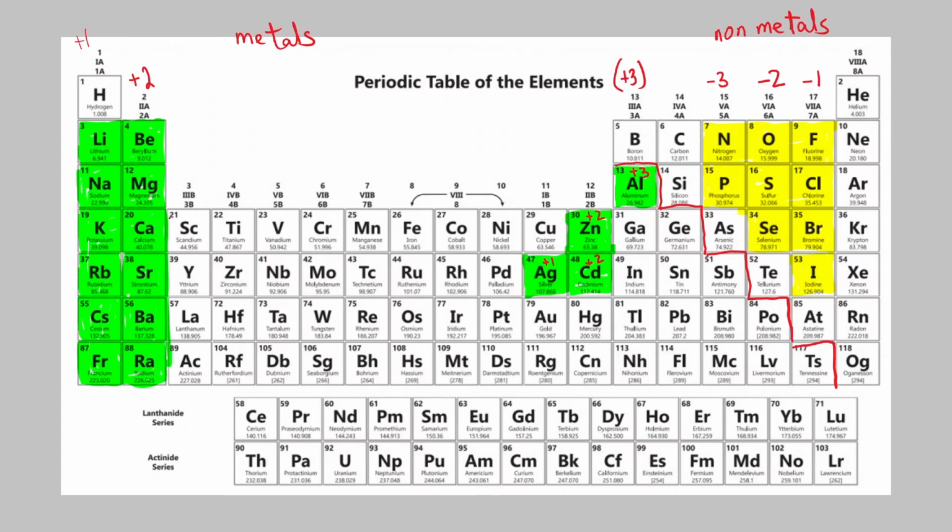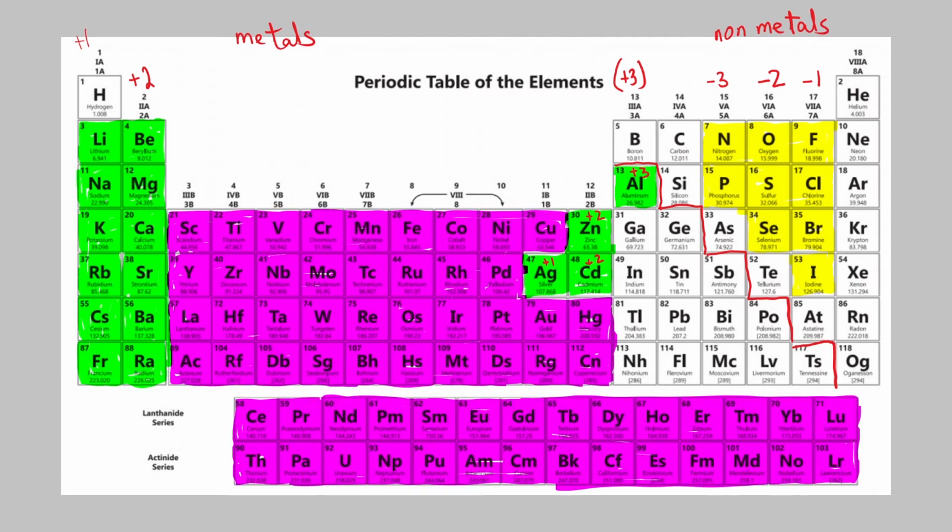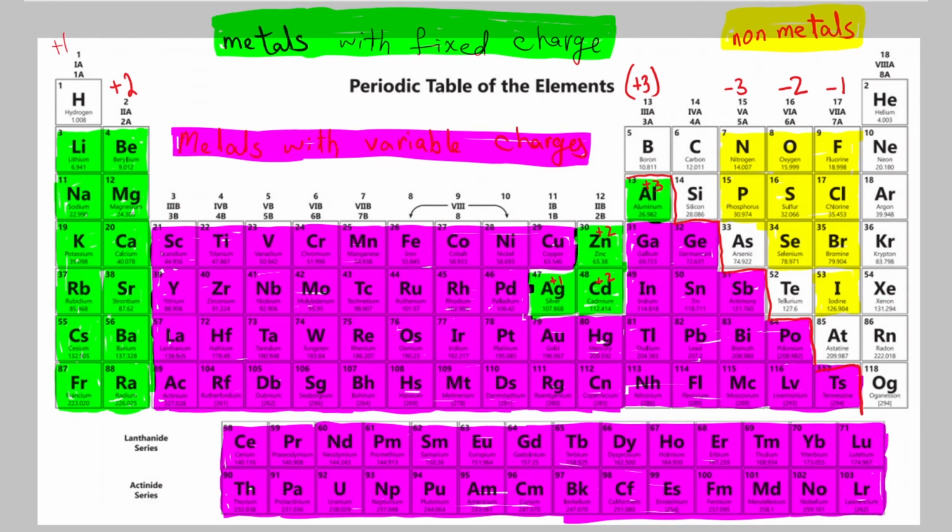So all the elements in the D block, except zinc, cadmium, and silver, will be metals with variable charges. Also, all the elements in the F block will be elements with variable charges. So I'm going to shade them so that I know what they are. Also, the elements in the P block under this step stair also show variable charges. So in this periodic table, I have identified the non-metals: all my yellow ones are my non-metals. Green are the metals with fixed charge, and these pink are the metals with variable charges.